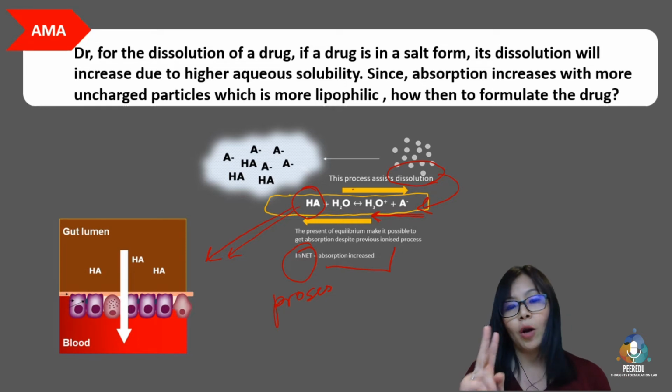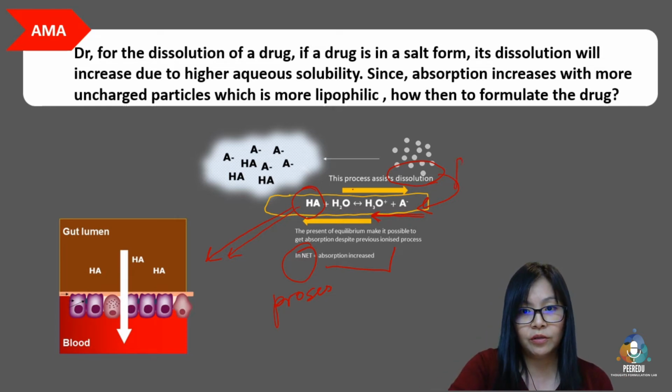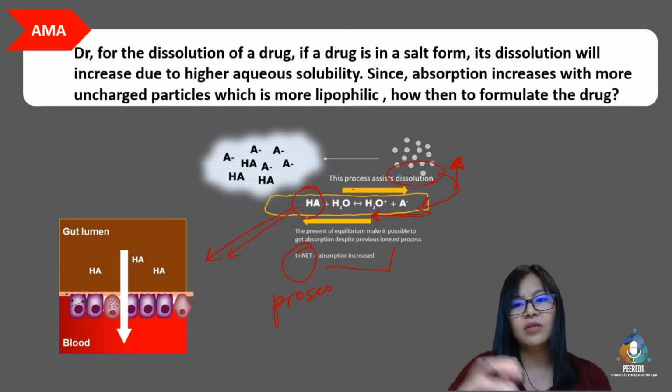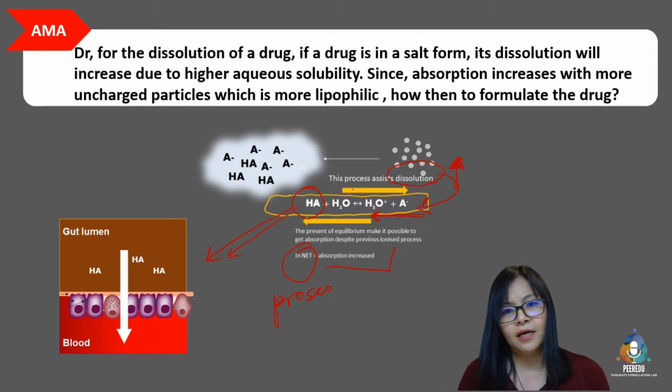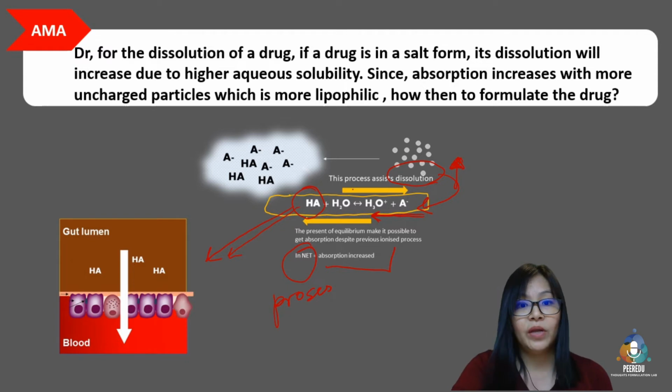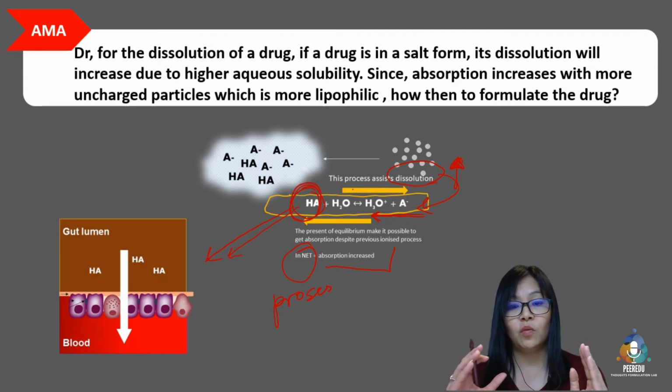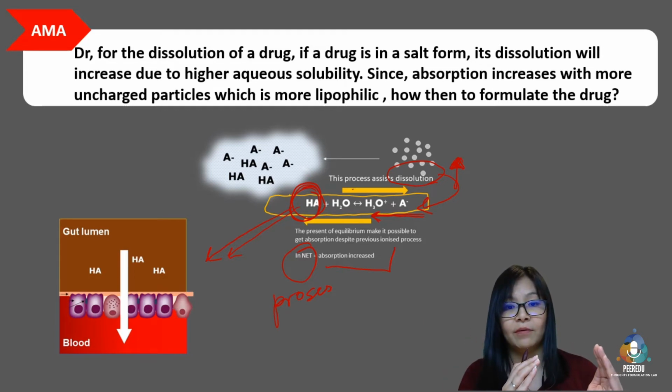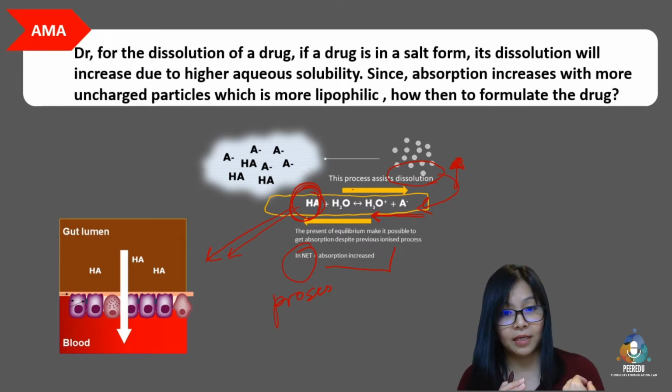So that means there are two competing effects. When you make it into salt form, you will increase the dissolution, and you will start to think, well, do I decrease the absorption because more is being ionized? As I said, because the intestine has constantly consumed the uncharged one, for this formula, they still function in a way that they will shift to the uncharged form so that it can be absorbed by the intestine. So the net process still increased.